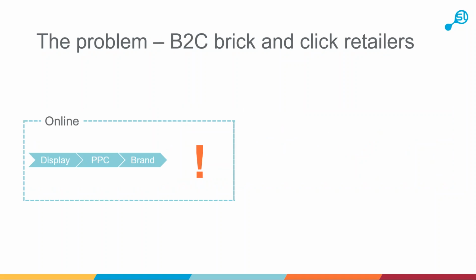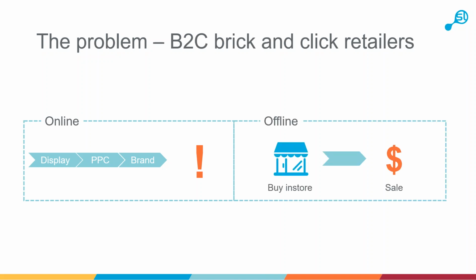A B2C example might be a brick and click retailer with a physical store presence. An online journey might be a similar situation to last time, but then there might be nothing at the end of it. We might think that is a waste, that is a user that didn't transact at that given point. However, they might have gone in store and purchased the product at that point as well, and we're not able to value the activity that brought them there in the first place.